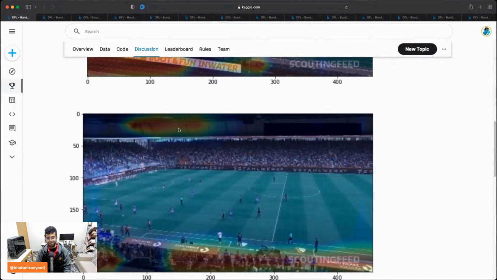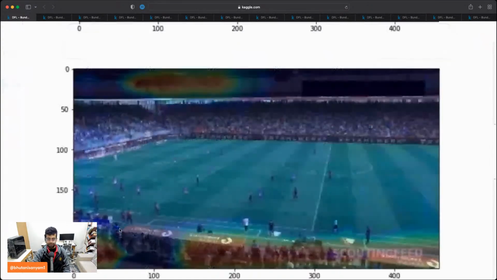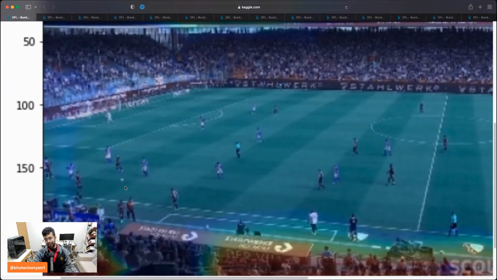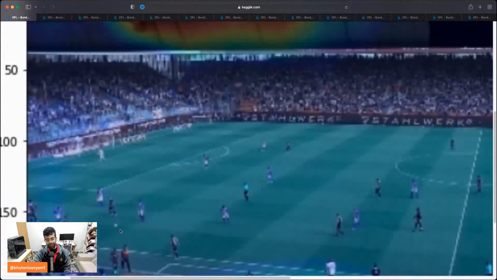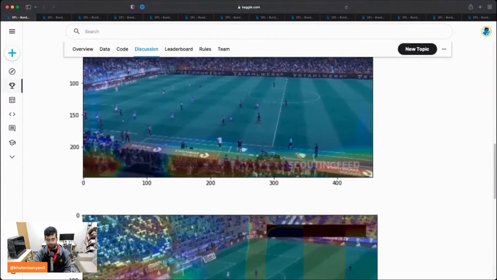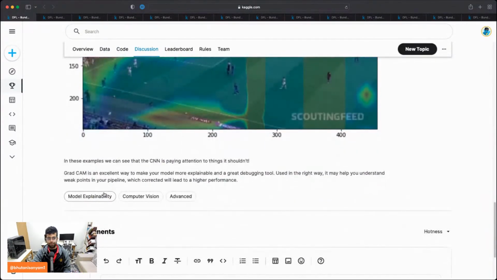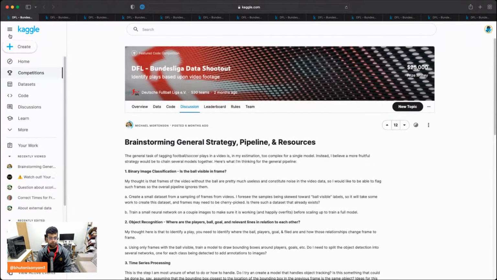It's being activated by the roof, by the crowd, and instead you need to really make sure a model looks at the ball, which is somehow visible in this frame. Usually it's hard for me to catch it, but it's right here, and that is not doing anything to the model, as I understand. Same for this as well. And he says we can see that the CNN is paying more attention to things it shouldn't. So that was another showcase of why GradCam is important.